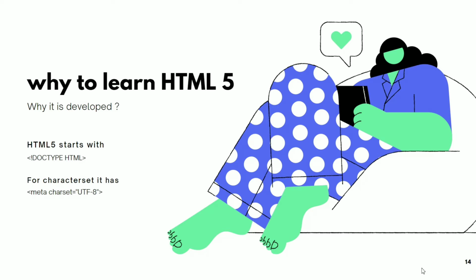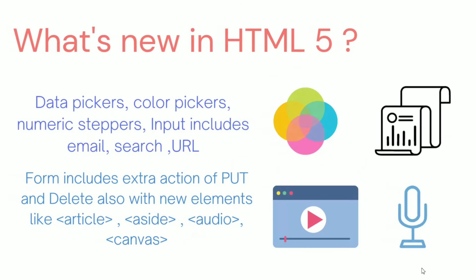And next, a lot of new elements are added in HTML5, in which we can include videos and audio formats as well as the canvas. We can add article, section, aside, and a lot of things, so that it provides flexibility in web development. As well, it has date pickers, color pickers, numeric steppers, and controls, and input types that include email, search, URL, and a lot more. In fact, the forms which we have discussed with GET and POST also include PUT and DELETE.